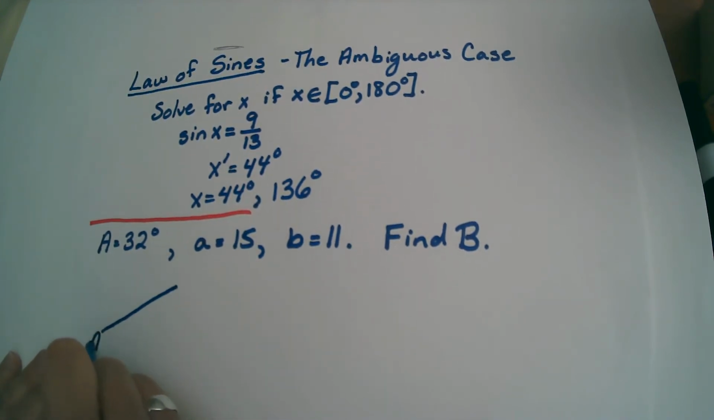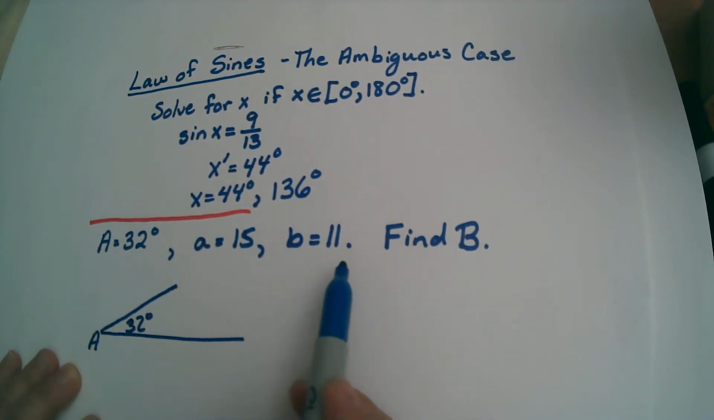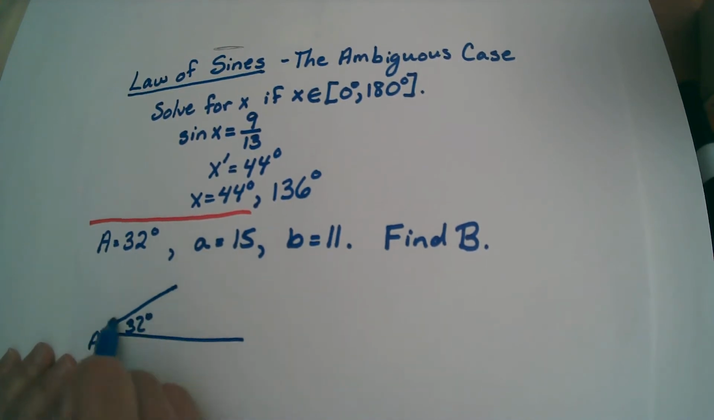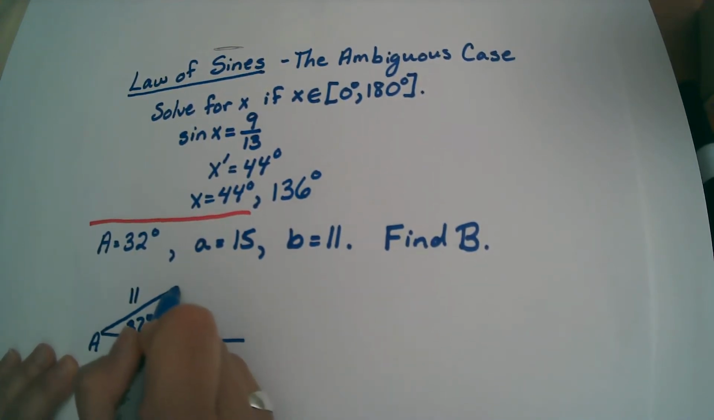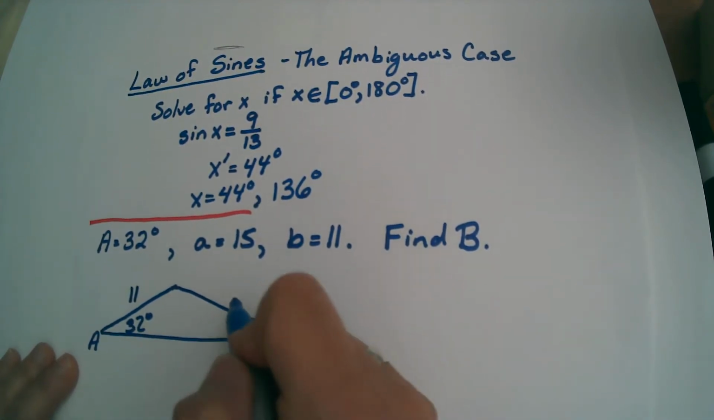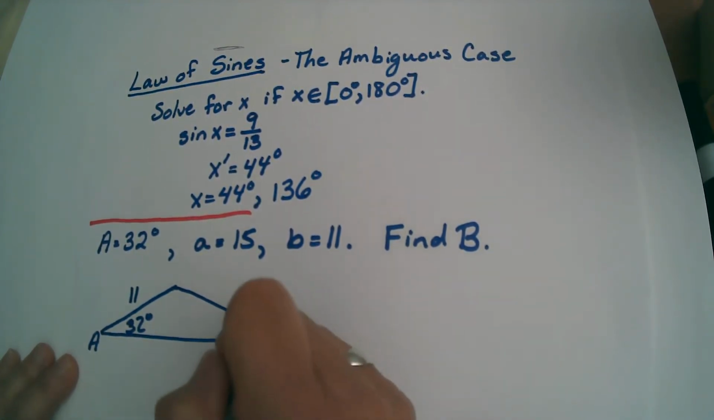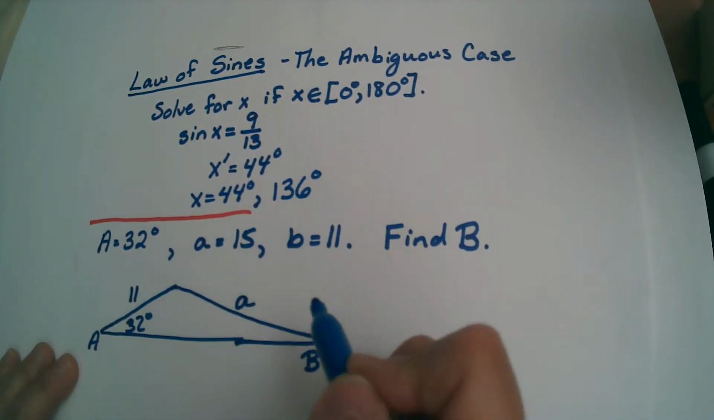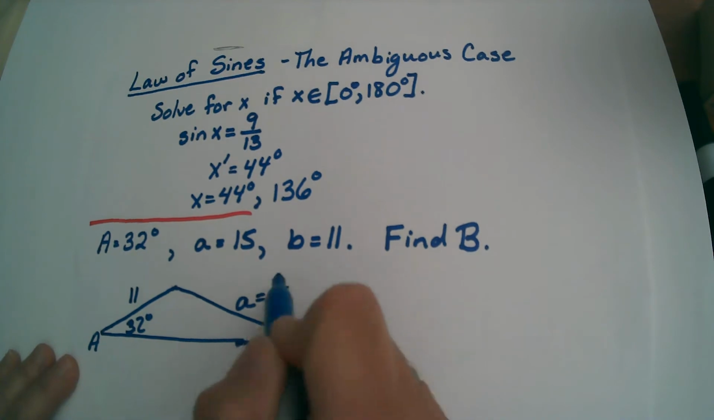So here will be my angle A over here. It's about 32 degrees, so let's label that 32. We're going to be finding angle B. Side a is 15. It's longer than this side, which will be 11. Let me draw it. We're trying to find angle B. This is A right here, across from angle A, and it was given to be 15. B is 11.